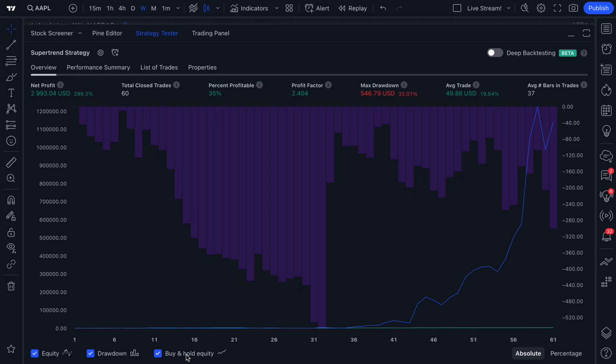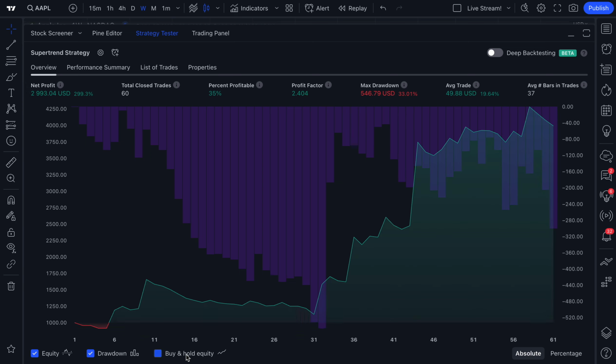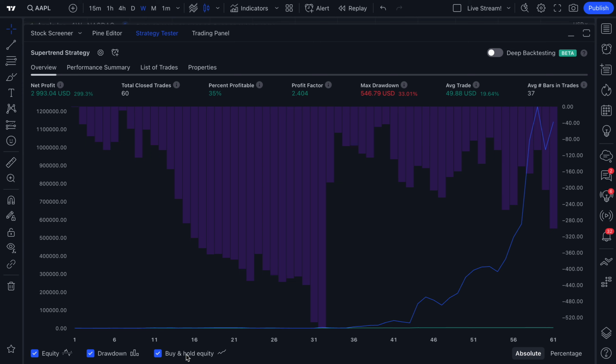Now, buy and hold equity is another very important button to click. Well, why is this important to click? We probably should have gotten to this earlier in the video, but buy and hold equity is essentially going to show you what the return would have been if you bought at the very start of the back test and just held. So you didn't place tons of trades over time, and you just bought it and you held it, and that's all you did.